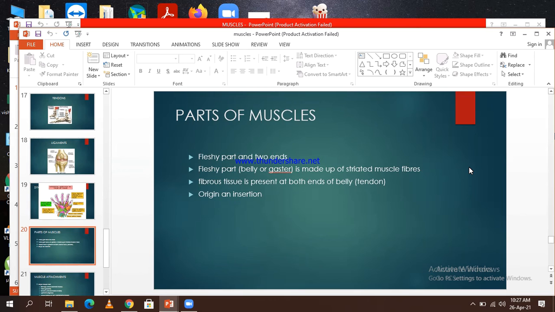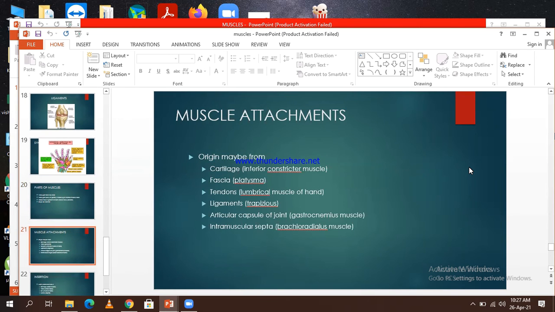So each muscle has the fleshy part, known as the belly or the gaster, and then attachment to the bone by the help of tendons. The skeletal muscles may originate from a cartilage, fascia, tendons, ligaments, articular capsule, or intermuscular septa, in addition to the bones. So it is not necessary that all the skeletal muscles originate from the bone or are inserted in the bone. They may originate from other structures.